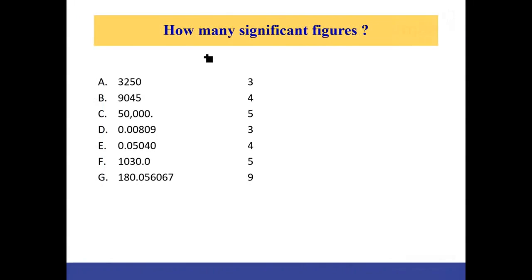Okay, and here are the answers. So number A has 3 significant figures, 0 is not significant. All 4 are significant figures, all these zeros are significant figures because there is a decimal point. So yeah, there are 5 significant figures. Here only these 3 are significant figures. In this example, only these 4 are significant figures. In this example, all 5 digits are significant figures because there is a period or decimal sign here. And for this example, all figures are significant figures.